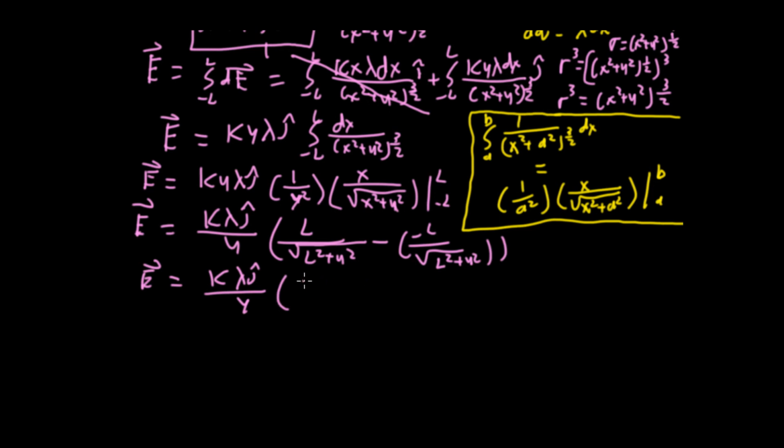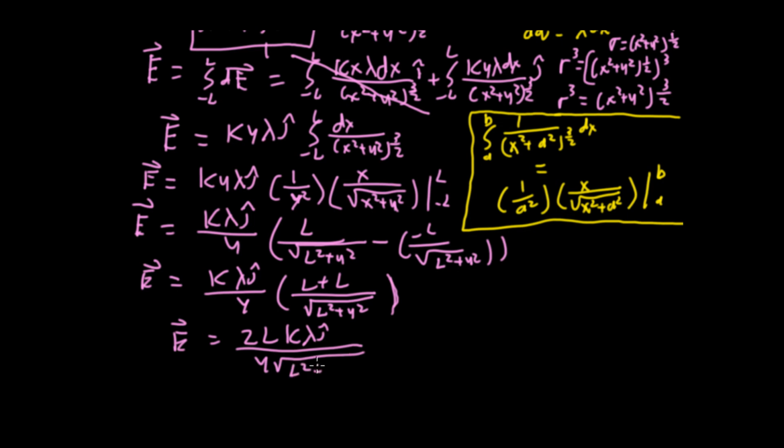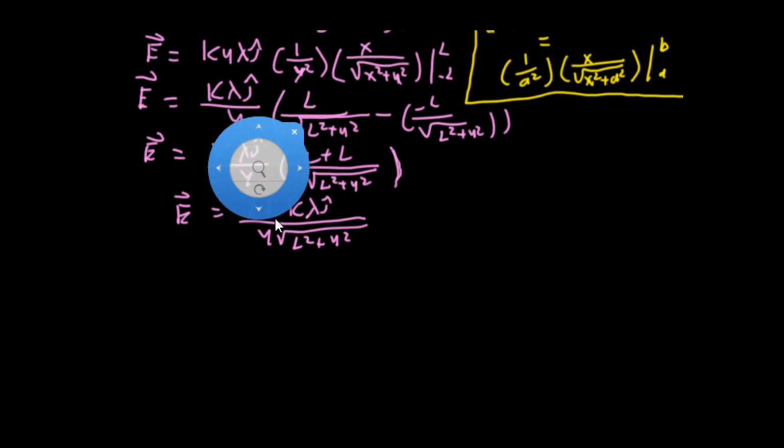So then we add these two together, so we've got L plus L over the square root of L squared plus y squared. So we get 2L in the numerator: 2L k lambda j hat over y times the square root of L squared plus y squared. And you could say we're done here. We found the equation that we could use. But there's another little trick that we have.